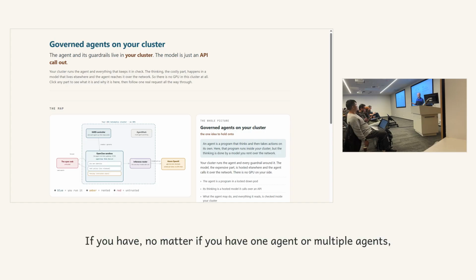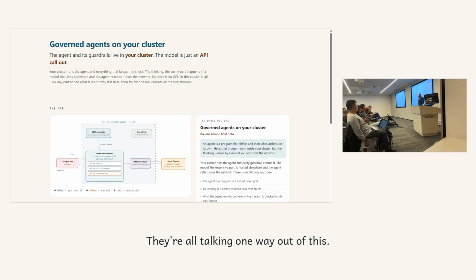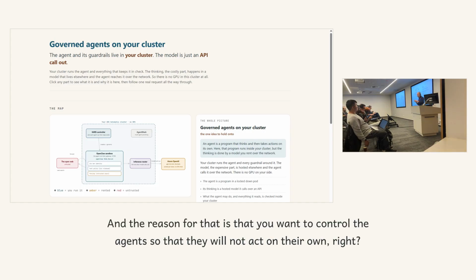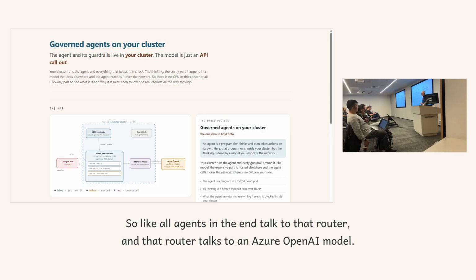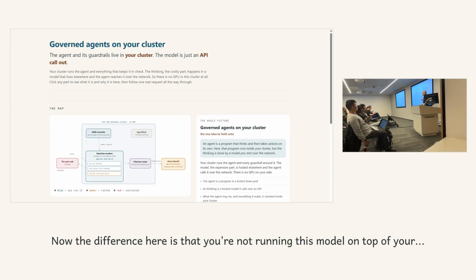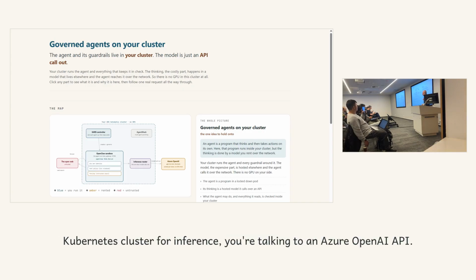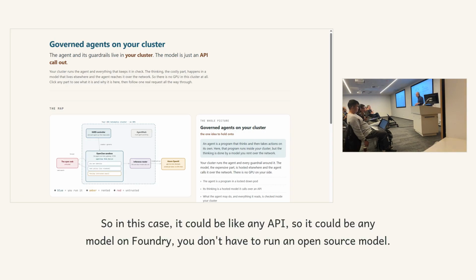And they all talk through this inference router. No matter if you have one agent or multiple agents, they all talk through one way out. And the reason for that is that you want to control the agents so that they will not act on their own, right? So all agents in the end need to talk to a router. That router talks to an Azure OpenAI model. Now the difference here is that you're not running this model on top of your Kubernetes cluster for inference. You're talking to an Azure OpenAI API. So in this case, it could be any model on Foundry. You don't have to run an open source model.